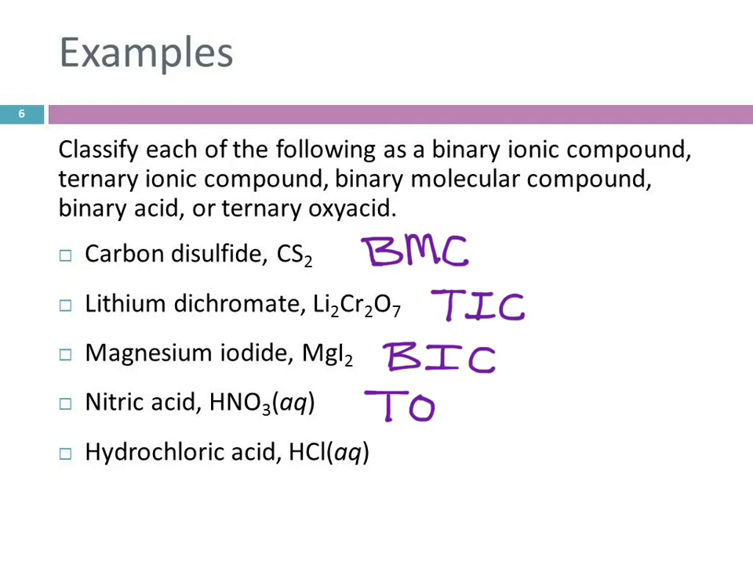It's got 2 elements, so it's a binary acid. It's got hydrogen and a nonmetal, and it's an aqueous solution. Any questions? Does that make sense? You have to be able to do something like this to be able to successfully name the compounds, because this is the first step. You look at the compound and you figure out what kind of a compound this is.